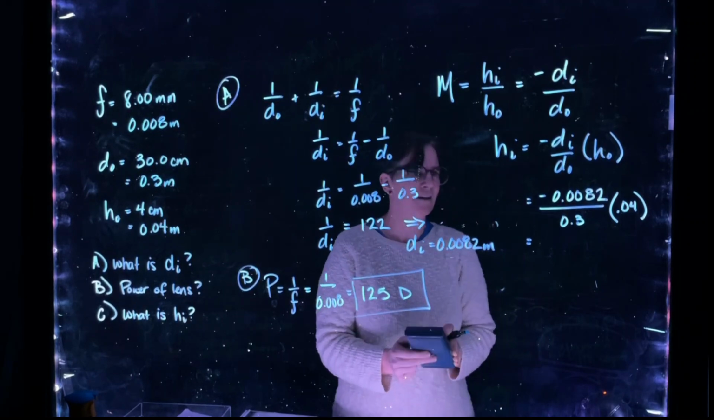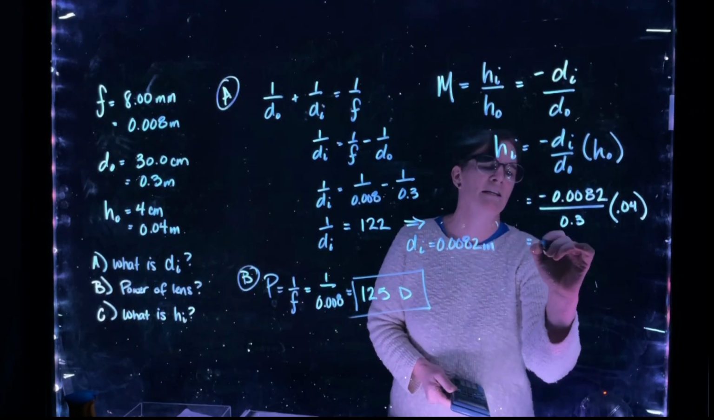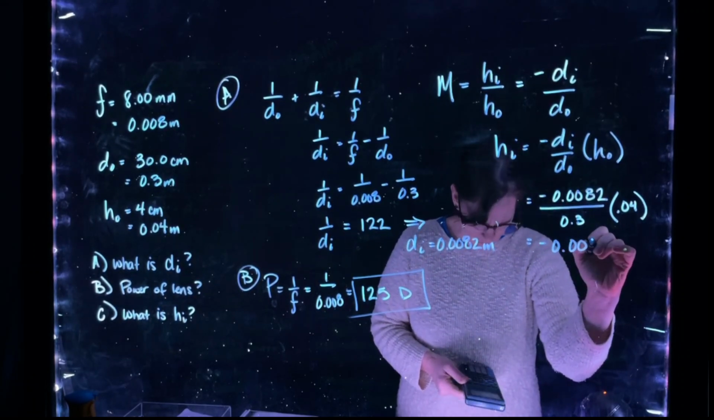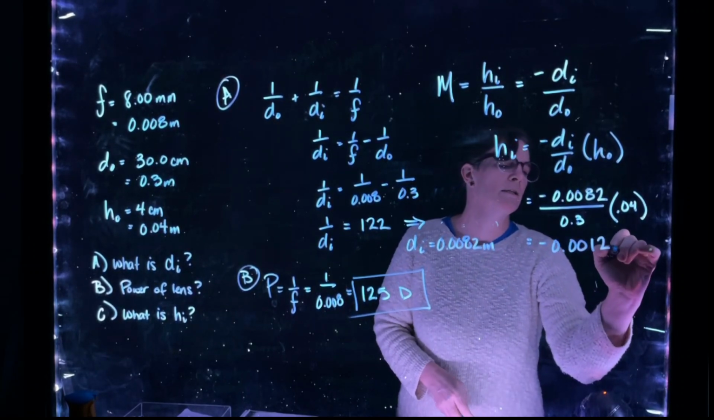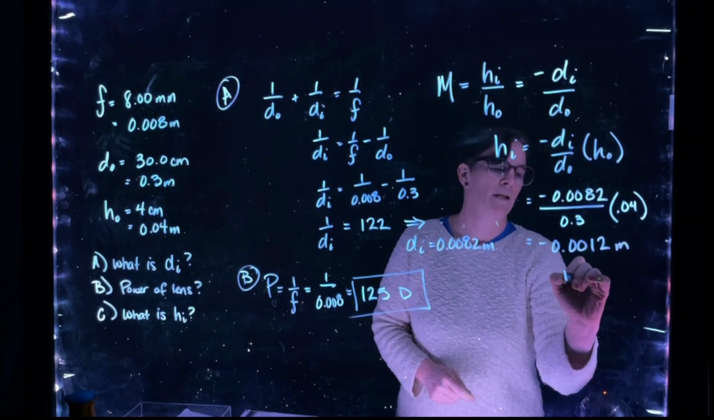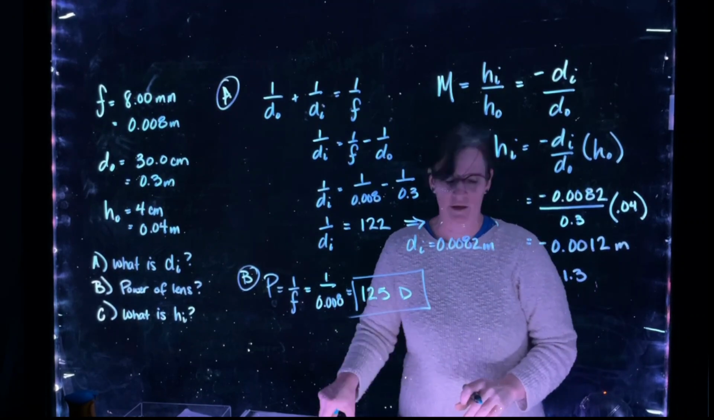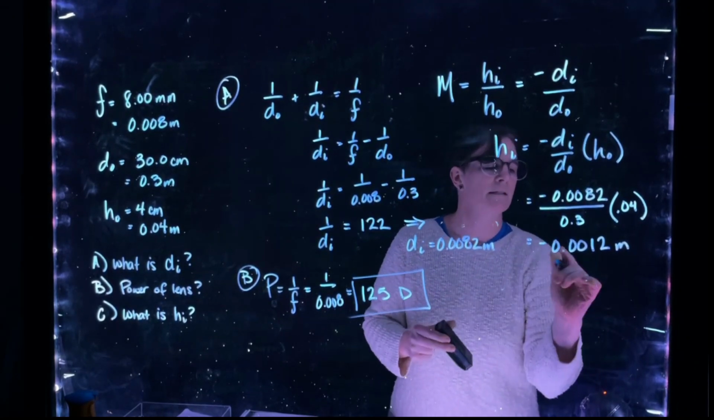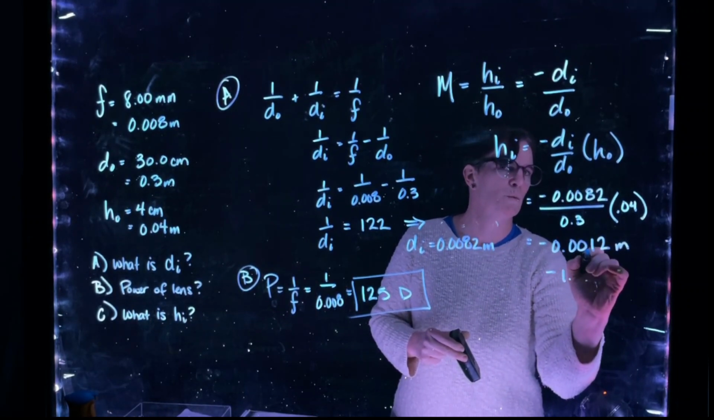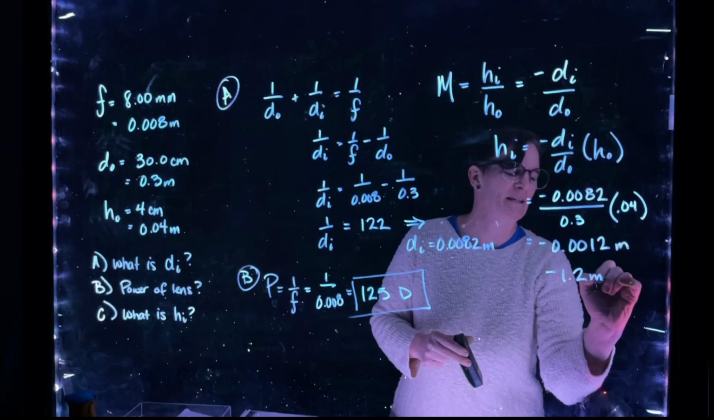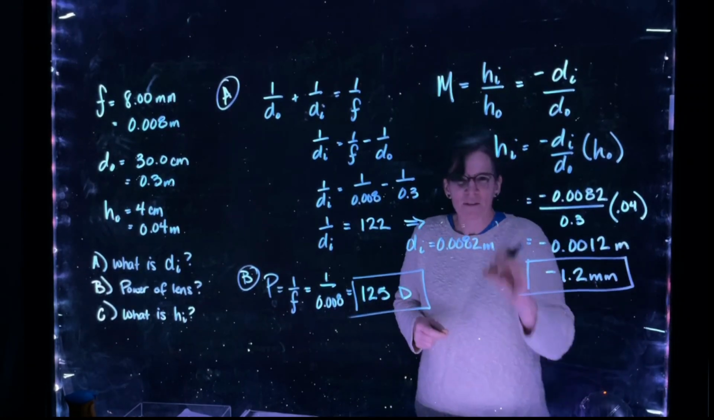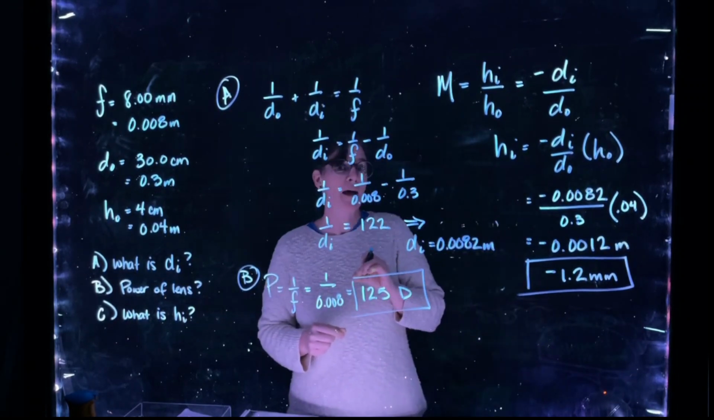I get an image height of negative 0.0012 meters, or negative 1.2 millimeters. So that's my image height. So it's tiny, it's 1.2 millimeters on my film.